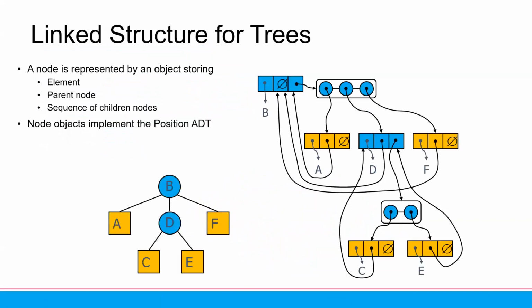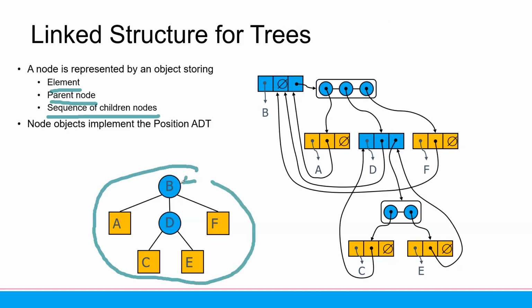We can also use this kind of tree for the link. If you still remember, we have the link structure for trees. We want to find what is the element and what is the parent node and what is the sequence of the children nodes. If we have the node like this one, I have the root, which is B. I have the children A and F and D, and I want to have this as a sequence. I would like to start from A and then D and then F. For the D, I have another children, C and E.